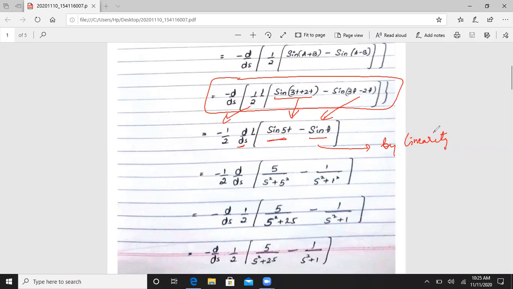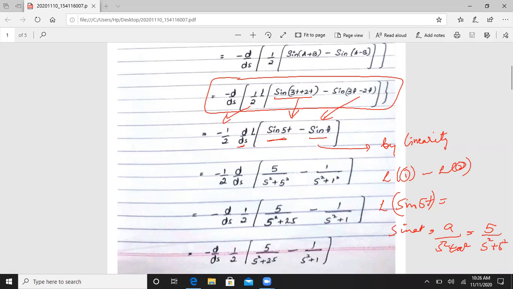Linearity property, that is Laplace transformation of first term minus Laplace transformation of second term. Here the Laplace transformation of sin 5t is your first term, and you guys know the sin at formula, that is a divided by s square plus a square. So here a value is 5, 5 divided by s square plus 5 square. So this function I will write here, and your other function is there. It is just sin t, the Laplace transformation of the second function.